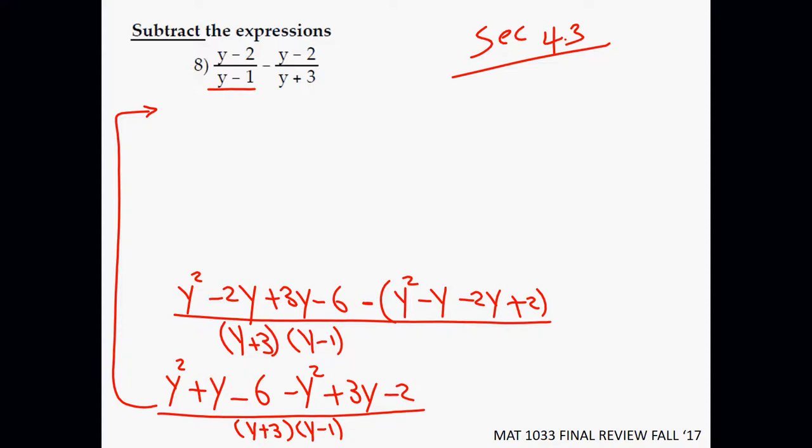If I combine like terms, the y squared with the minus y squared will get cancelled. Plus y plus 3y will be 4y. Negative 6, negative 2 will be negative 8. Over y plus 3 times y minus 1.